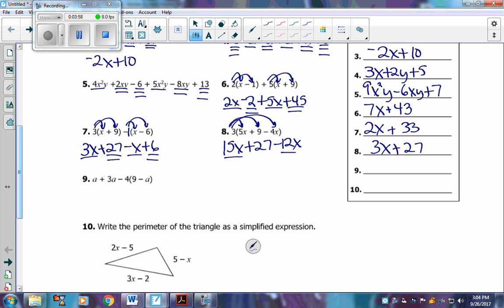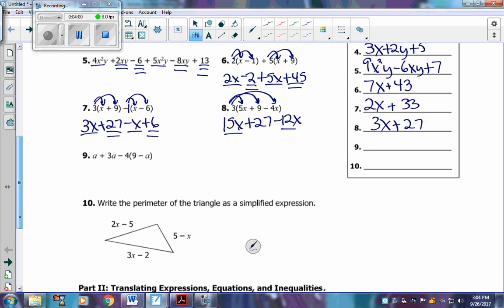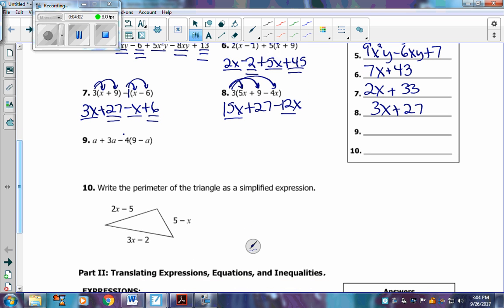Okay, now this one is a little tricky, number 9, because you have to do your multiplication first. So I need to come over here and distribute this negative 4 first. So a plus 3a I'm leaving alone. Negative 4 times 9 is negative 36, and negative 4 times negative a is positive 4a. 3a and 4a give you 7a. That's going to give you 8a minus 36.